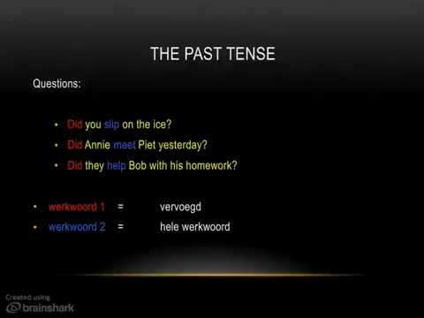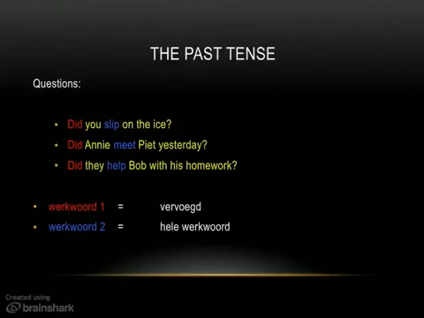So what you'll see is the first verb is in red. That is the verb that you actually adjust. So like with making questions in the present tense, I've used the same colour scheme here. The first verb is red, so did. The second verb is in blue, and that is when you use the infinitive, the hele werkwoord. And I've put the rest here in yellow.